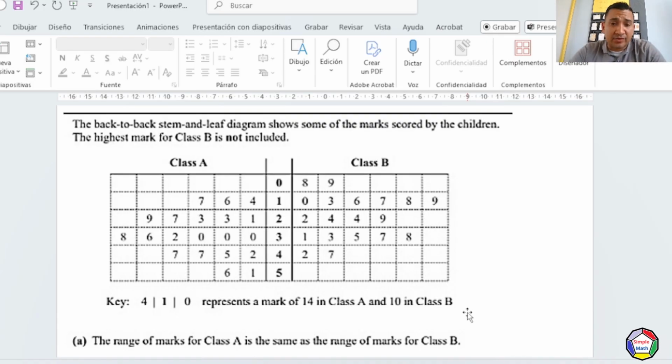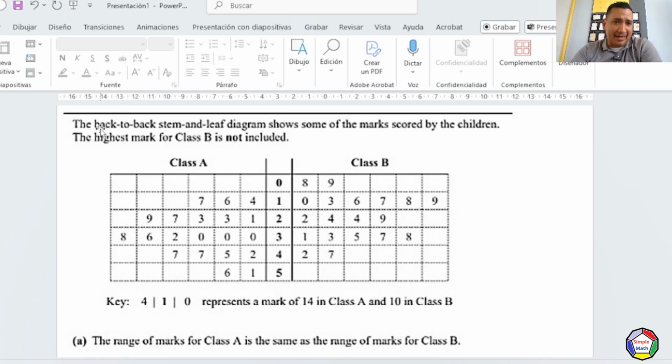Today I will explain one exercise about back-to-back stem and leaf diagrams. This is related to statistics, descriptive statistics actually. First I will read the instruction, then I will give you the explanation, okay?